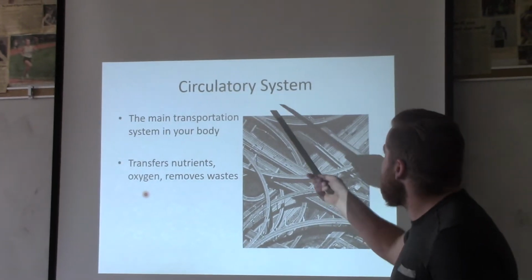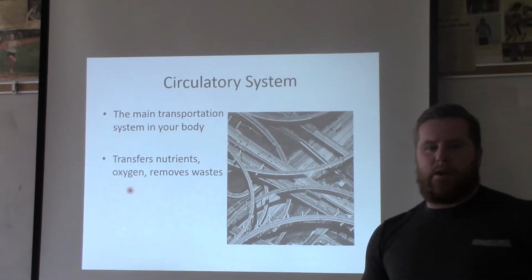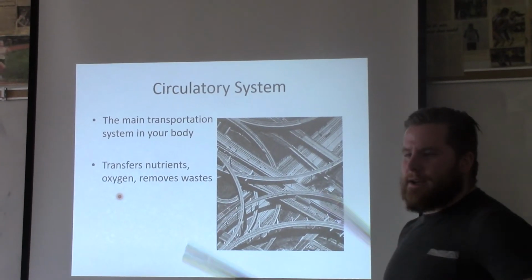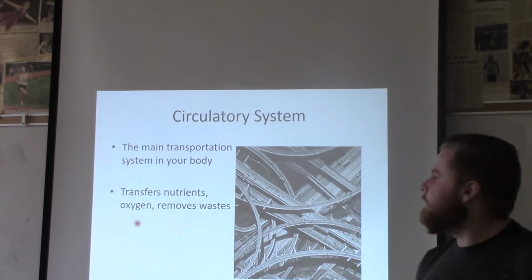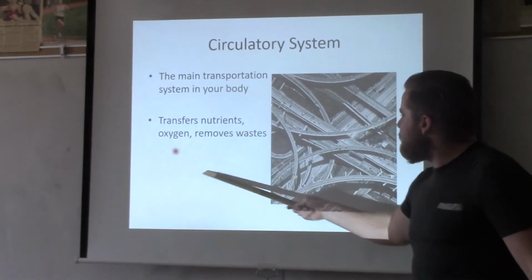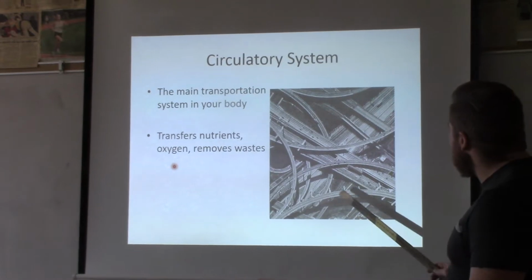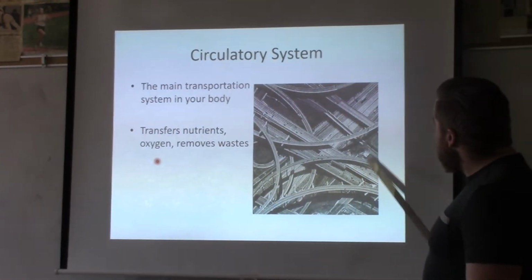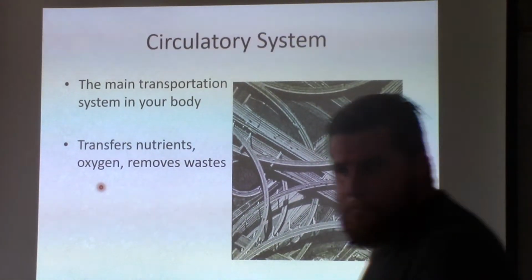So the circulatory system itself is the main transport system in your body, right? Red blood cells, white blood cells, plasma. It's kind of like the main road network. That's why road networks are called arteries, all right? The purpose of the circulatory system is to transfer nutrients, oxygen, and remove waste from metabolic processes, right? So think of your circulatory system as a complex road network, okay?